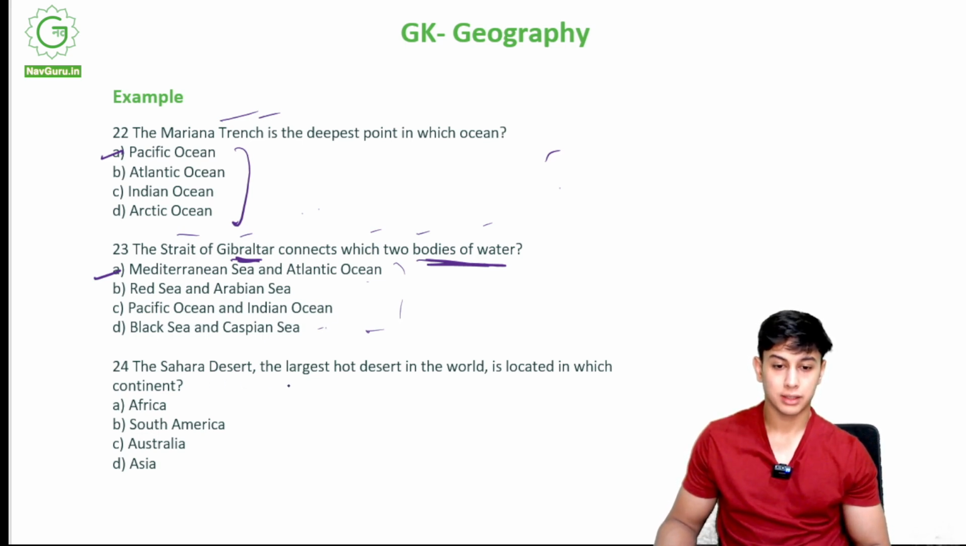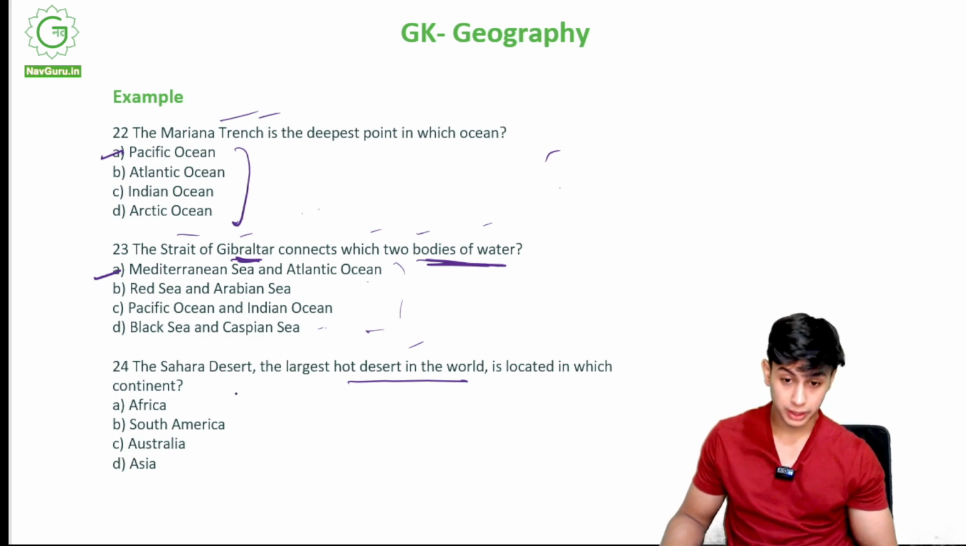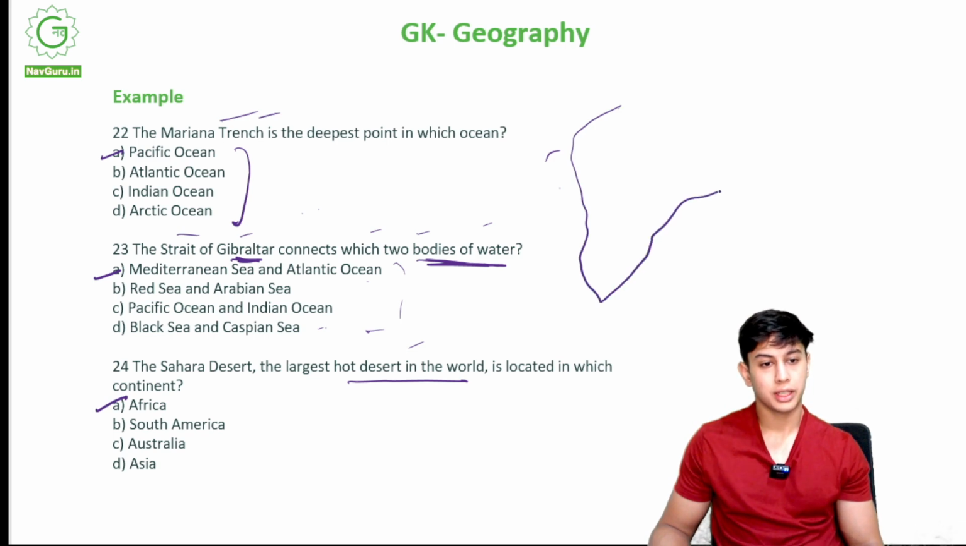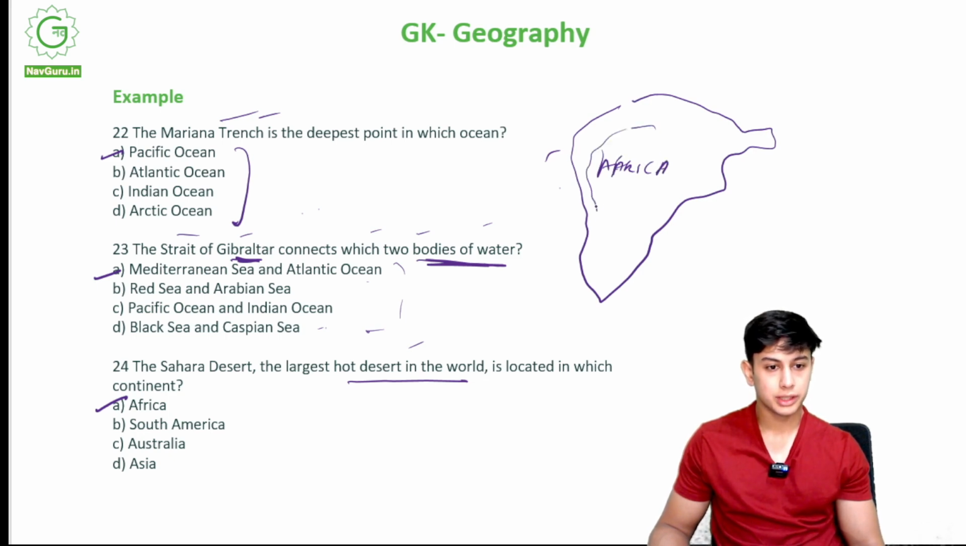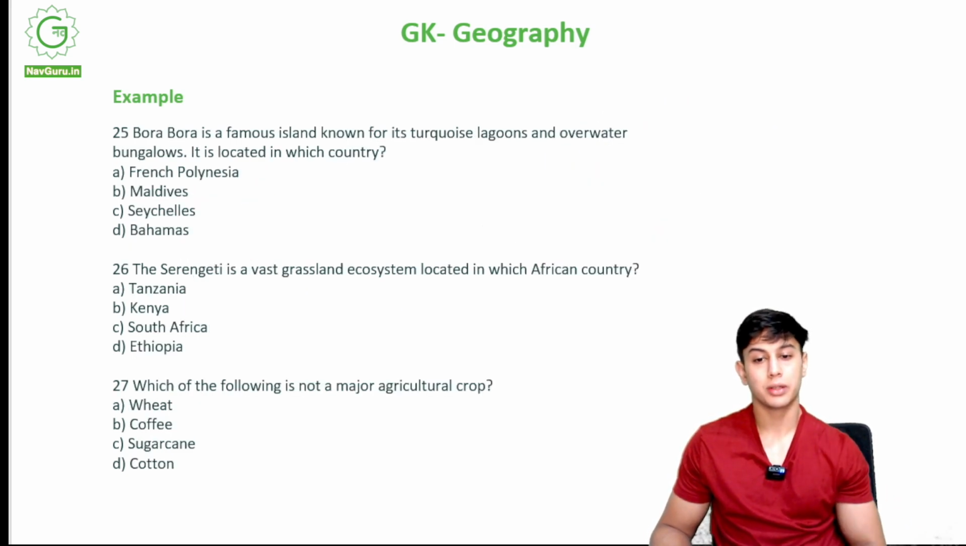The Sahara Desert, the largest hot desert in the world, is in which continent? Is it Africa? Is it South America? Is it Australia? Is it Asia? It is Africa. If this is Africa, cool. Now this major portion of Africa is the Sahara Desert. It covers various countries, and this is a very big desert. Okay, the largest hot desert in the world.